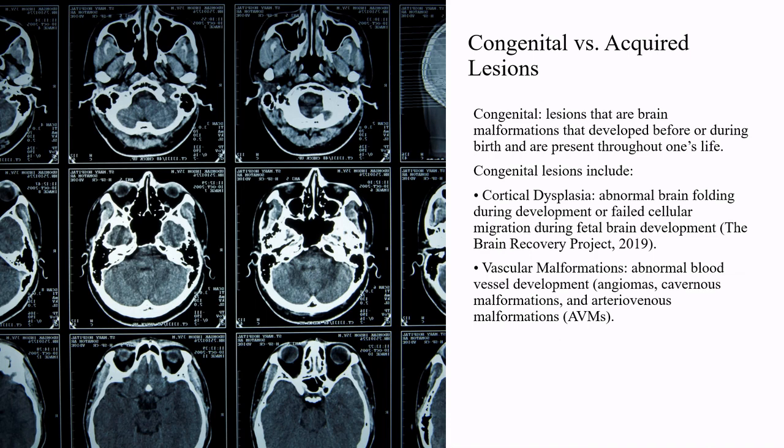Congenital versus acquired lesions. Congenital lesions are brain malformations that develop before or during birth and are present throughout one's life. Congenital lesions include cortical dysplasia, abnormal brain folding during development or failed cellular migration during fetal brain development. Vascular malformations, abnormal blood vessel development.